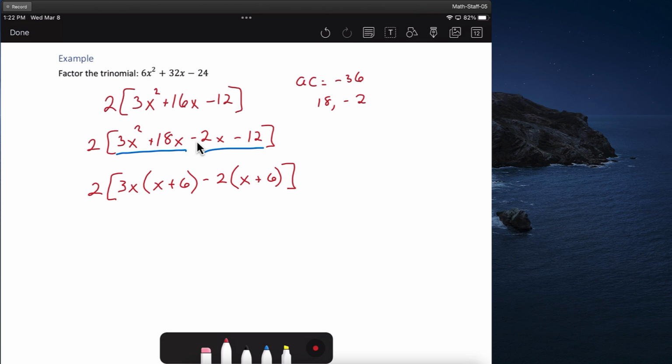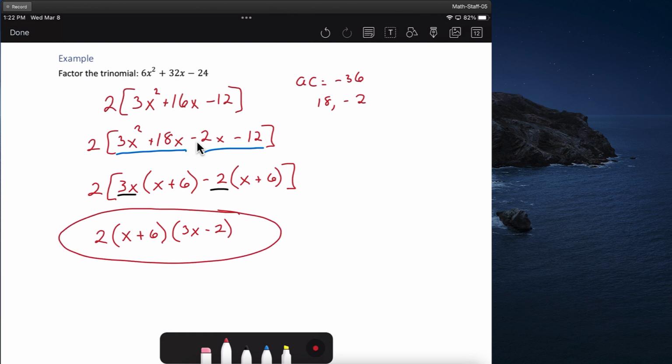Notice again that the parentheses there are the same. That's a good thing. We want them to be the same. So we still have a 2 out front. We're going to factor out the x plus 6, and that leaves us with the 3x minus 2 in the second set of parentheses. And now we have fully factored the trinomial.